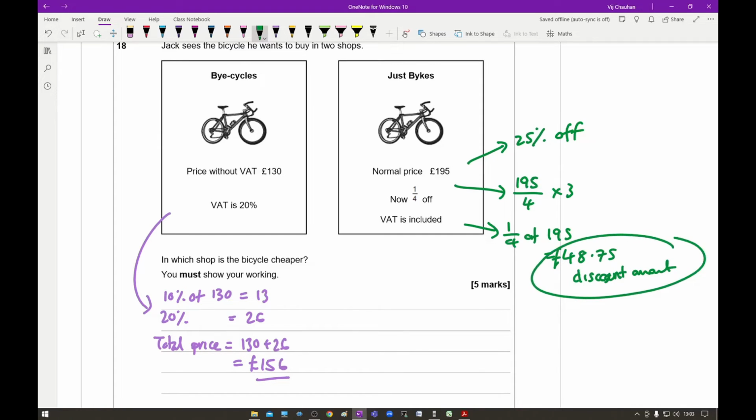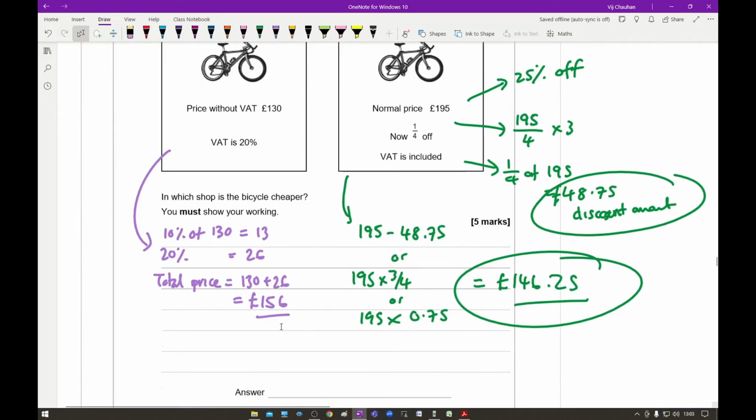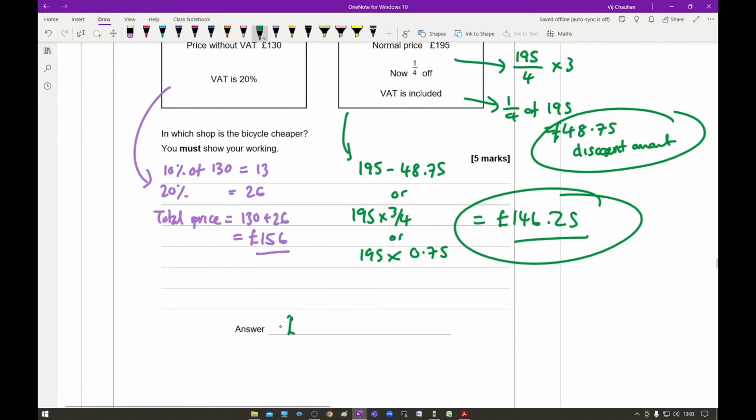And then all I need to do to work out the total is either 195 minus 48.75, or you could do 195 times 3 quarters because that's how much you're paying for, or you could do 195 times 0.75. Regardless of which calculation you do, the correct answer you're going to get is £146.25. So which one's cheaper? Just Bikes. So here, I just need to write Just Bikes with a Y.